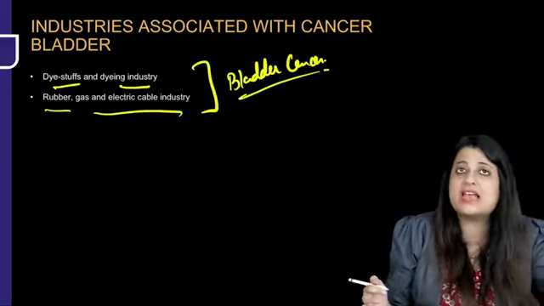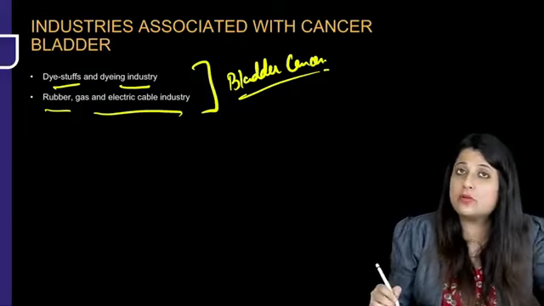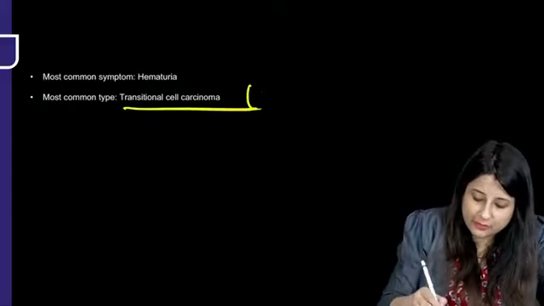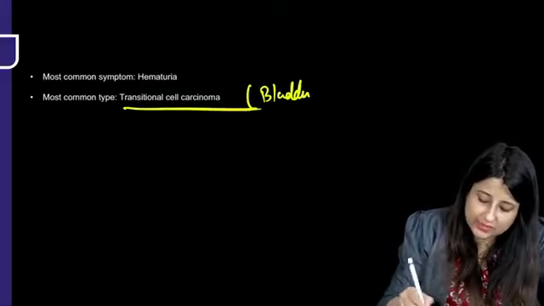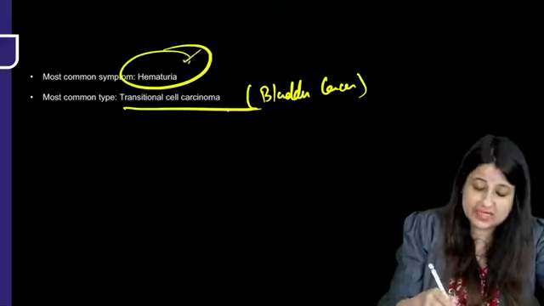Okay, auramine dye, magenta dye, all those things, bladder cancer. And what is the most common form of bladder cancer? Transitional cell carcinoma. So the most common type of bladder cancer, everybody, all these questions come. It is transitional cell carcinoma, and the most common symptom that the person is presenting with at that time is hematuria.